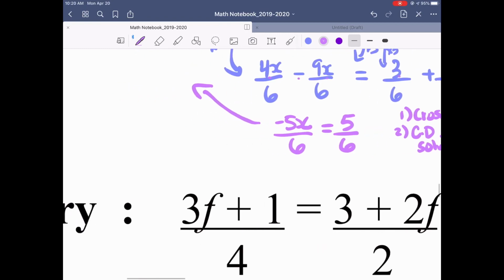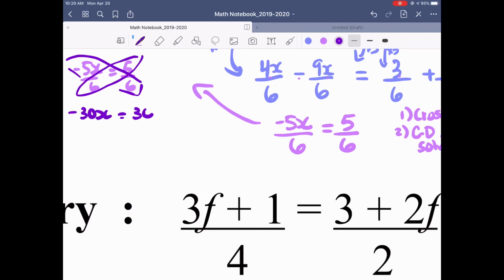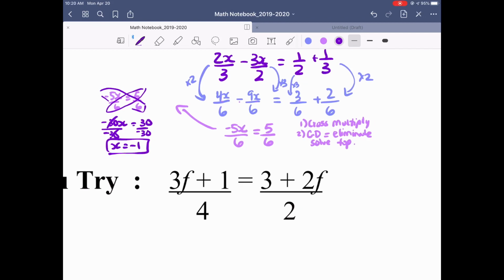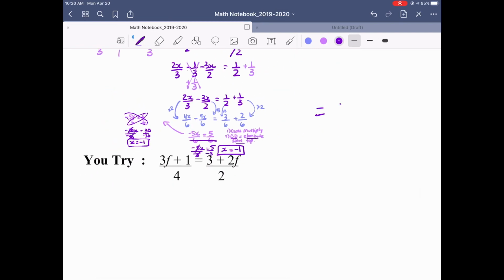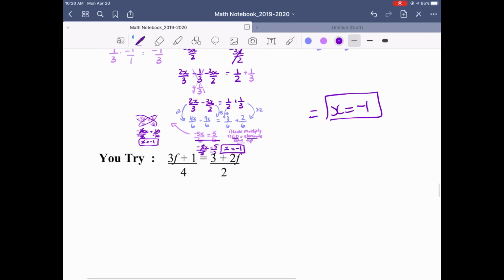So method 1 is cross multiply. Negative 5x over 6 equals 5 over 6. Cross multiply. This gives us negative 30x equals 30. Divide by negative 30. X is equal to negative 1. That's method 1. Method 2, I said when you have a common denominator, just eliminate them and solve the top. So negative 5x is equal to 5. Divide by negative 5. So x equals negative 1, because 5 divided by negative 5 is negative 1. So in this question, the answer is x is equal to negative 1.